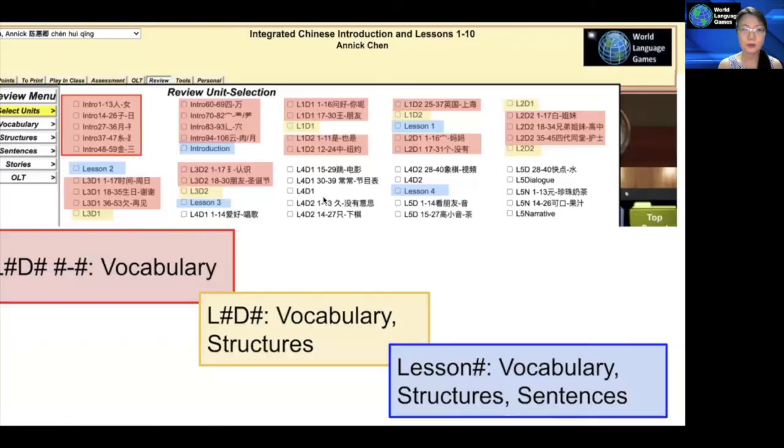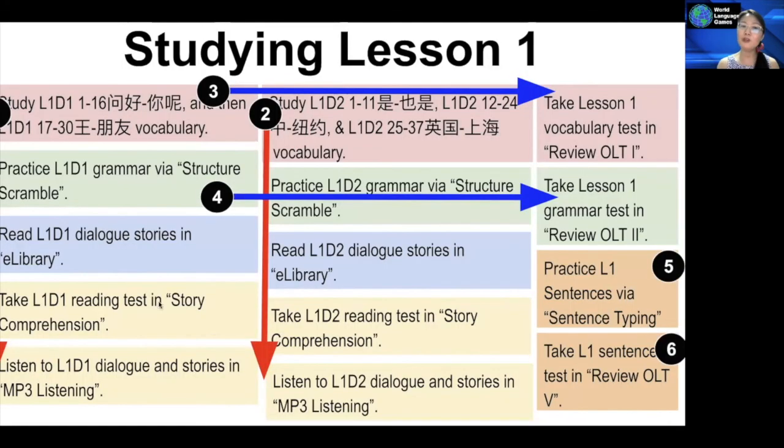Where can you find it? Right here. If you select lesson 1 under units, then you go to sentences right here. And the game that I would like you to practice is called sentence typing. And after you type several times, you will be able to take review online test 5 to test your skill. And if you can get 80% or above, that means you're good. If you do all these for one lesson, that means you would have a good and solid foundation. So you can move on to the next lesson, lesson 2.